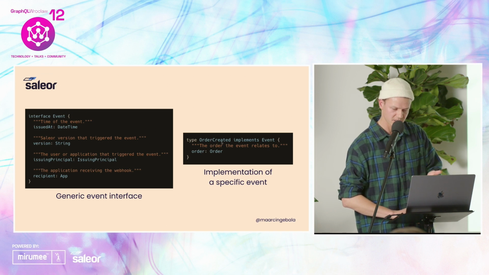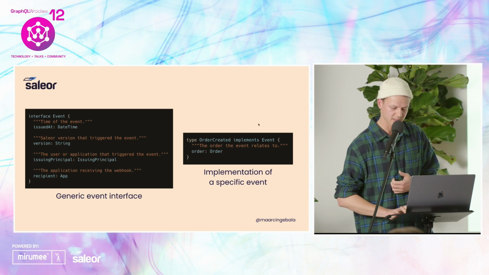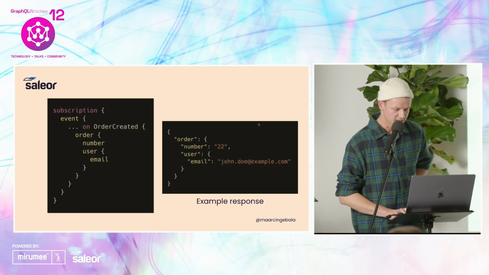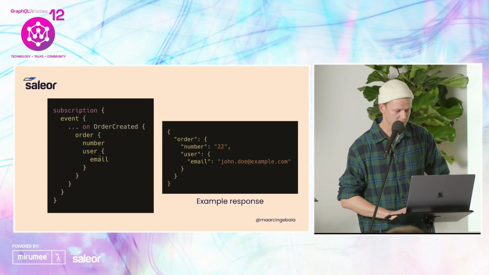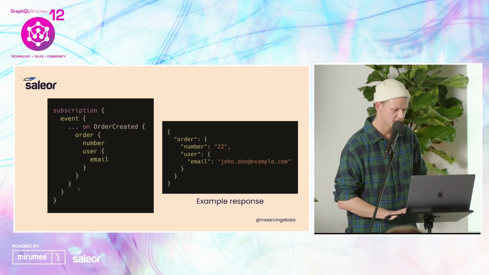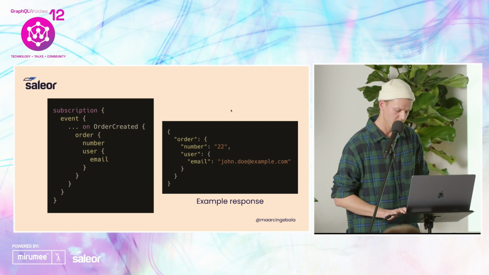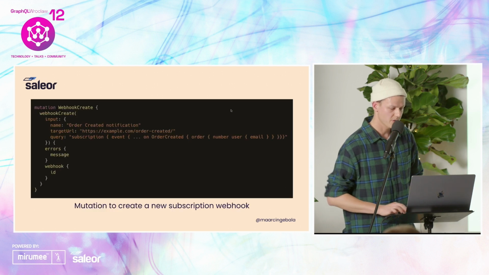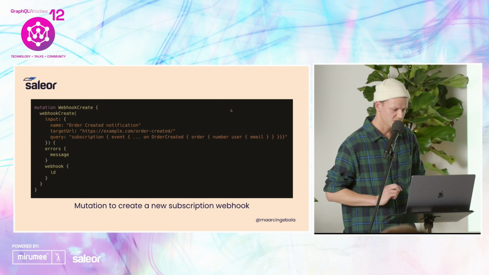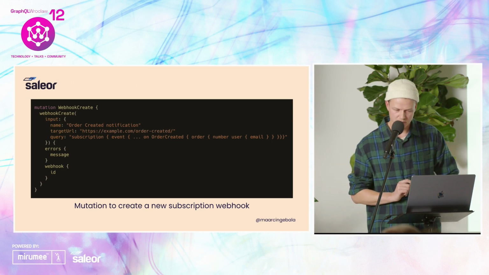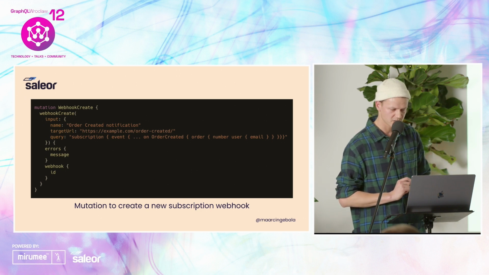And we have many of these. They are all implementing this event interface. And that's the example that we saw previously. And for this subscription, we would get this response in webhook payload. This is the way we use in API to define those subscriptions.